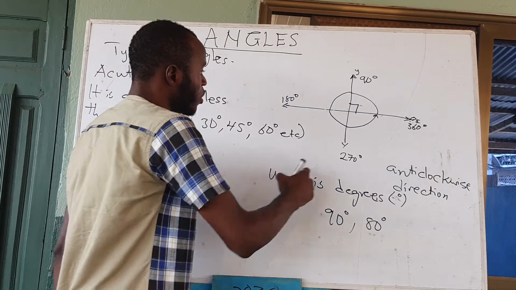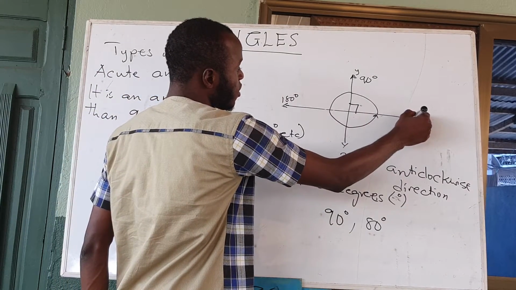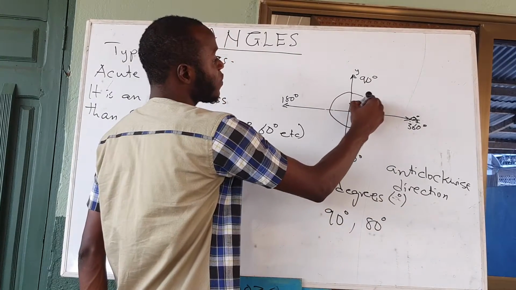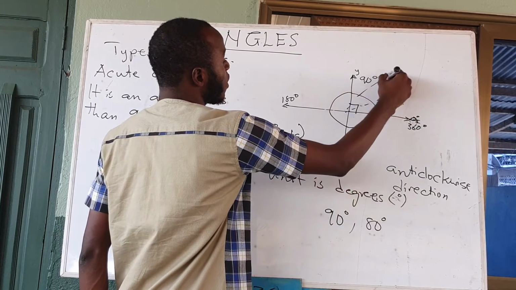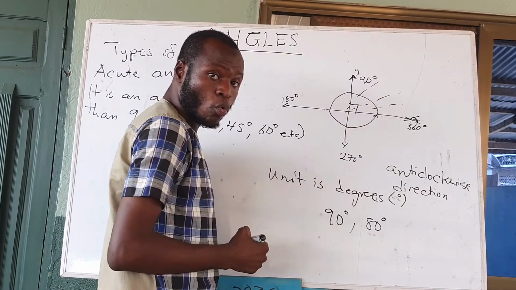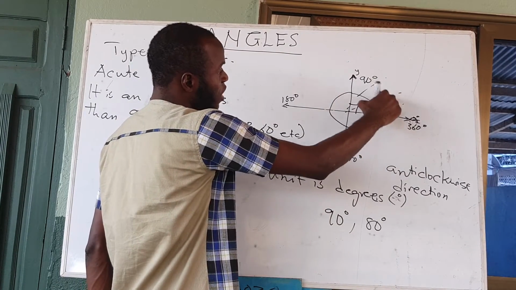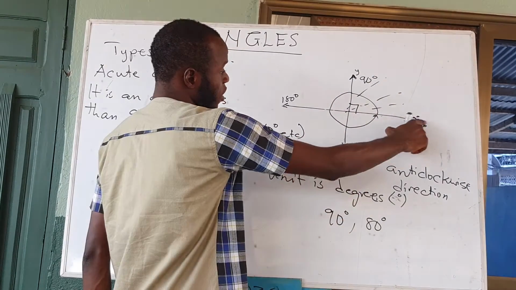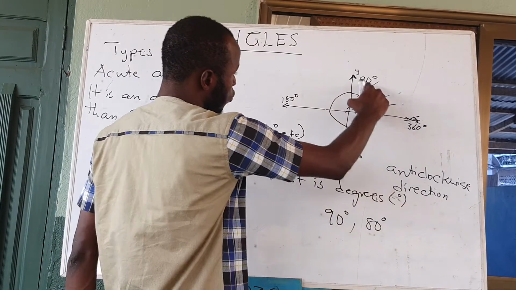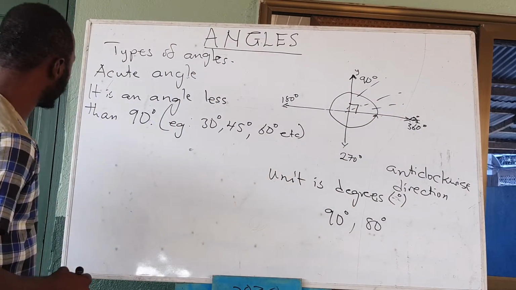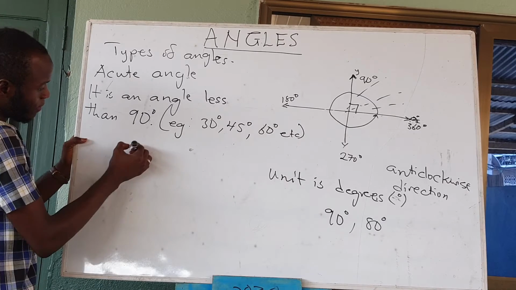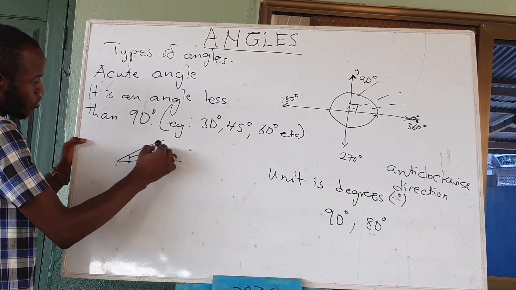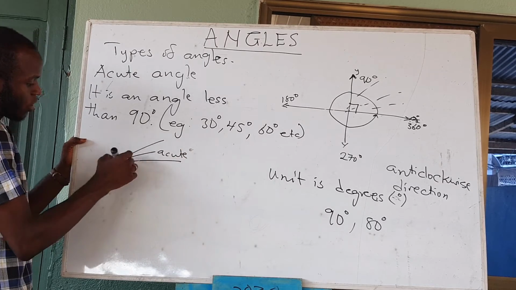So that acute angle is found between the 0 degree column and the 90 degrees column. Any angle that is found in between here won't reach the north, which is the 90 degrees, but it will be in between the north pole and the zero pole, I mean the east pole. So if you have an angle which falls here, you have an acute angle. When you look at that angle very well, it will look something like this. So this is the acute angle here.